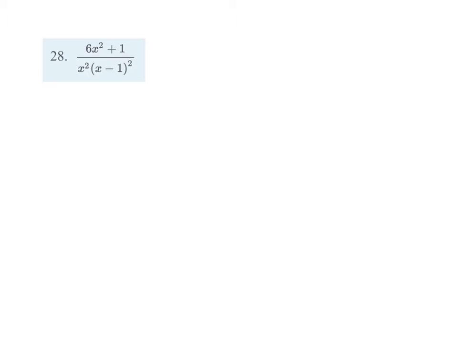Exercise number 28 for 7.4 day 2, or day 1, in partial fraction decomposition. So we have (6x squared plus 1) over (x squared times (x minus 1) squared). It's already factored for us, which is nice. So we just need to write the form of the partial fraction decomposition on the right side.